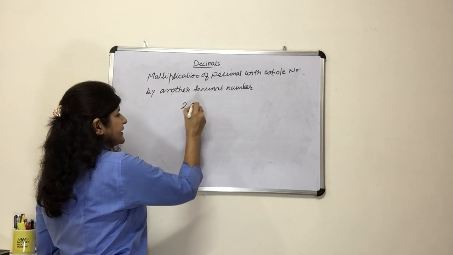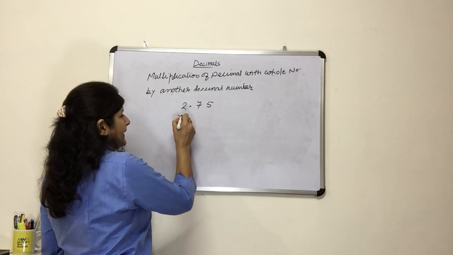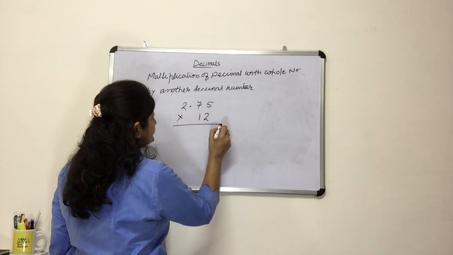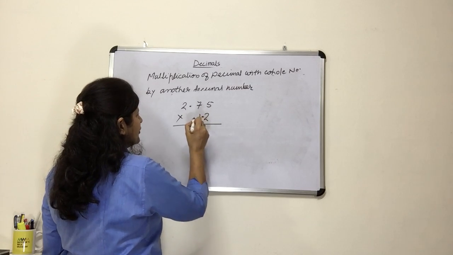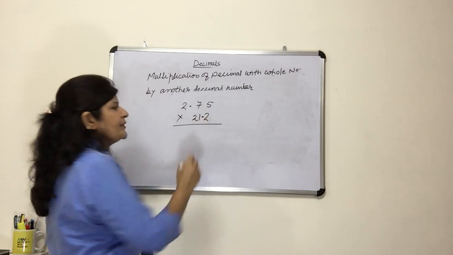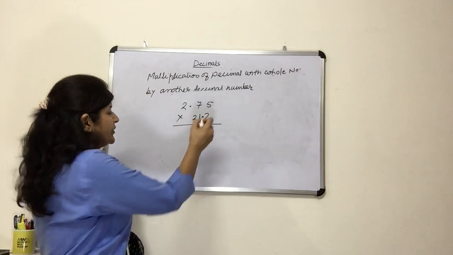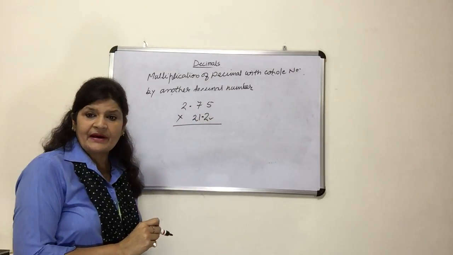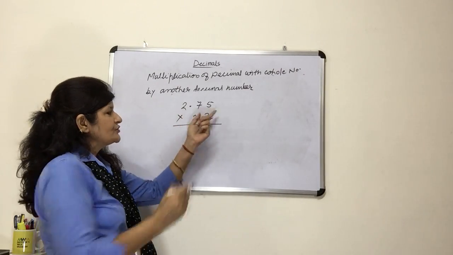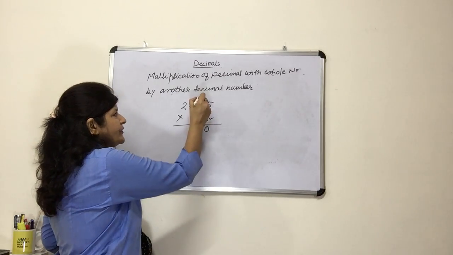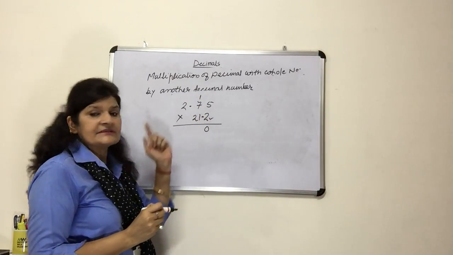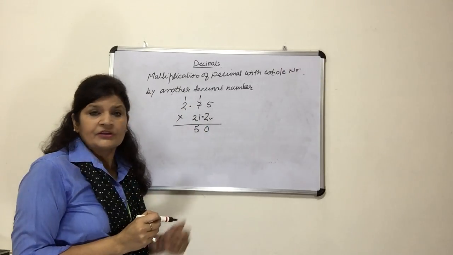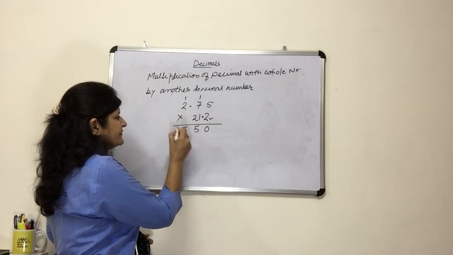Suppose 2.75 multiplied by 12, or you can say 21.2, right? So first of all we will multiply it with the first 2. So we will multiply this number with 2. 2 5s are 10, carry over 1. 2 7s are 14, 14 plus 1 is 15, carry over 1. 2 2s are 4 plus 1, 5.